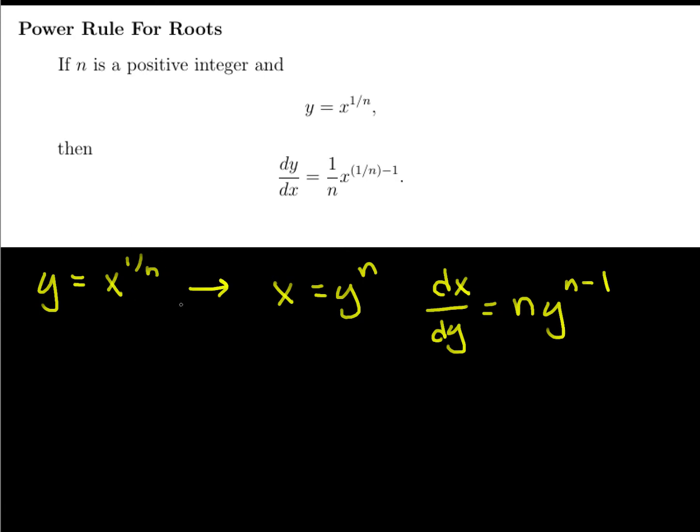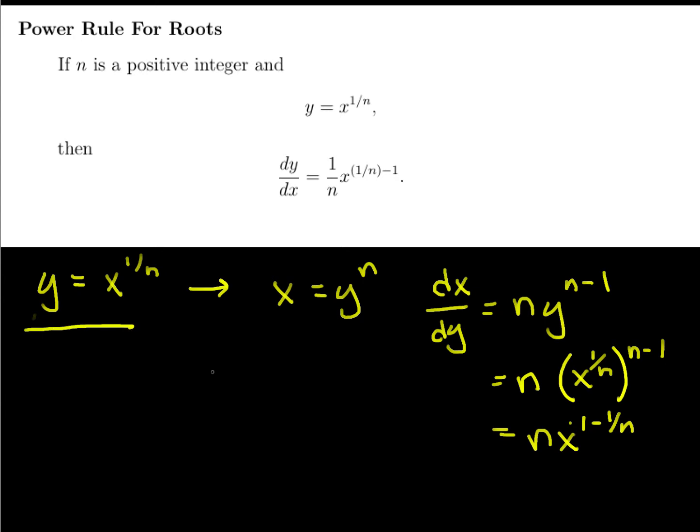Now, however, we know what y is. y can be replaced with x to the 1 over n. So this is equal to n times x to the 1 over n, raised to the n minus 1, which is n times x to the power, so if I distribute this through, this is going to be 1 minus 1 over n. So that's what dx/dy is. Of course, that's not the problem I wanted. I want to know what dy/dx is.